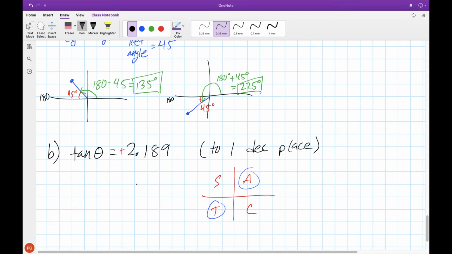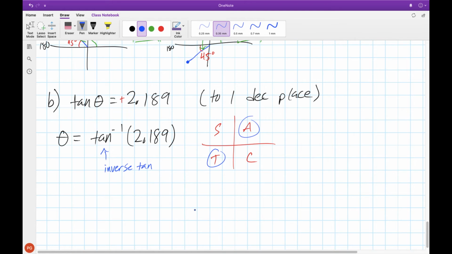Now, if you remember back to when you did trig last year, if I told you the tan or sine or cos of an angle, there was a way you could figure out the angle itself, and that was by entering this inverse tangent function. This would be something you plug in on your calculator.